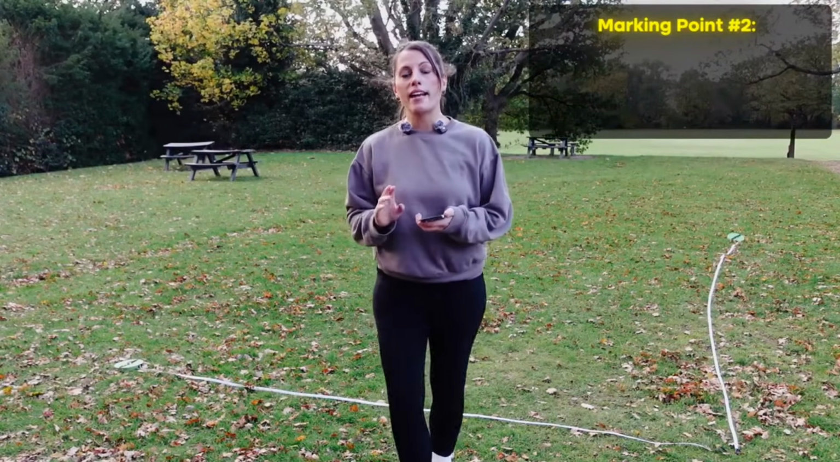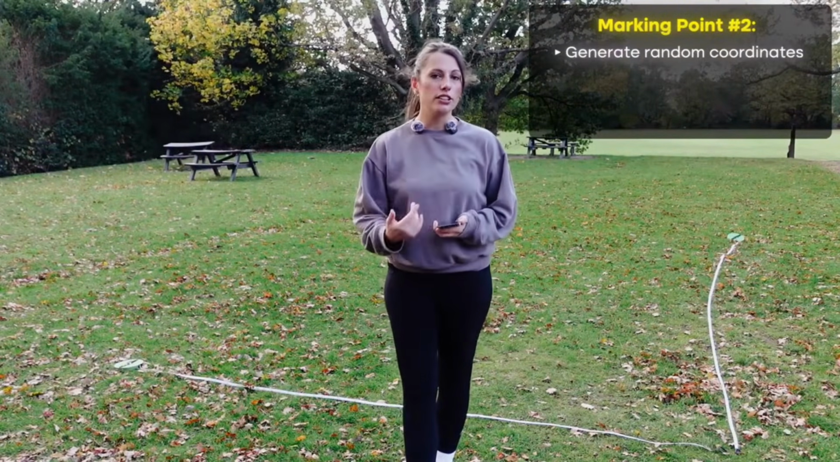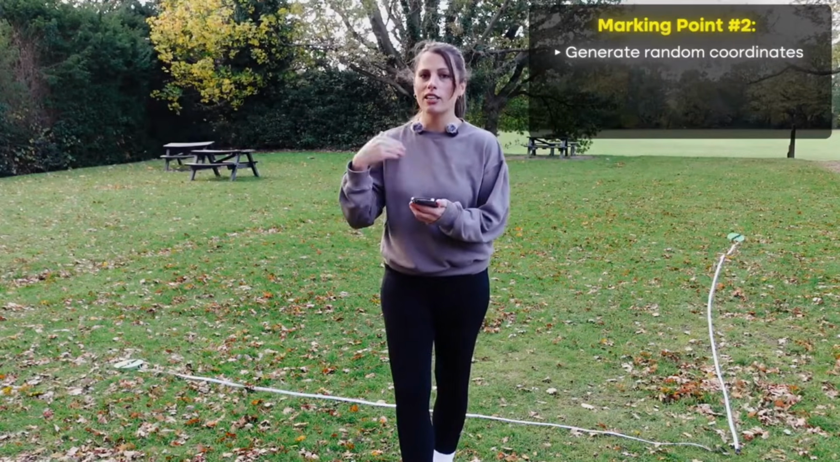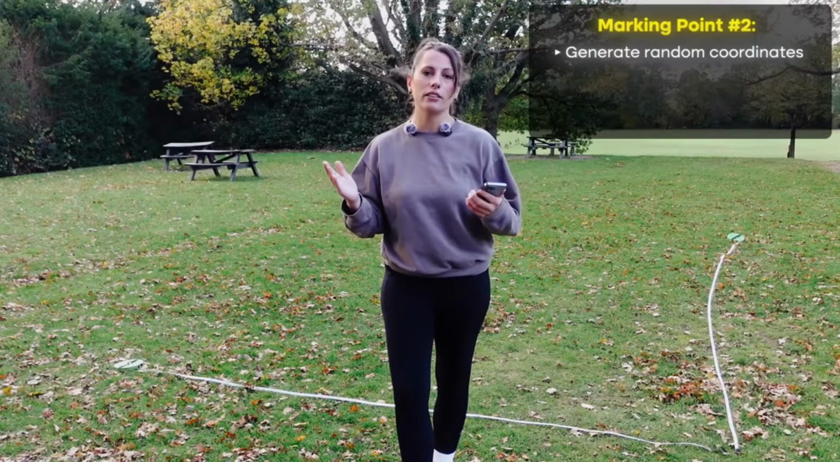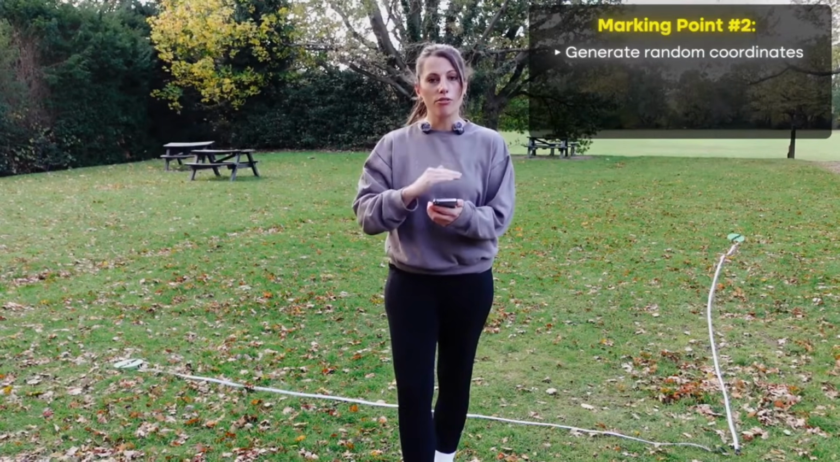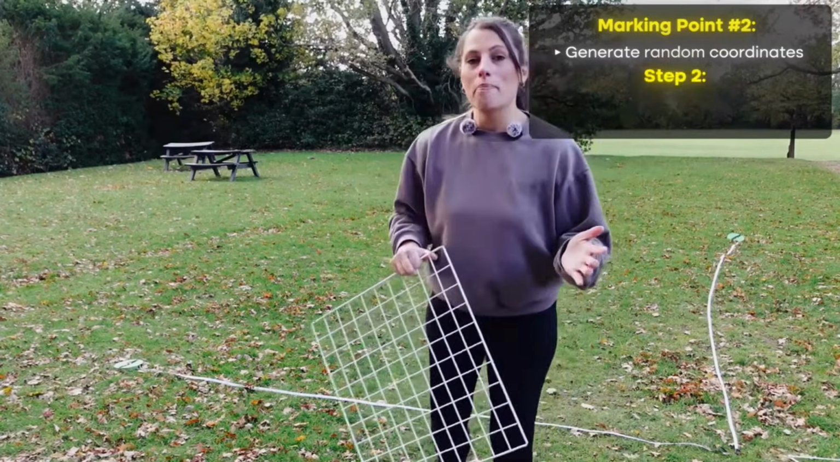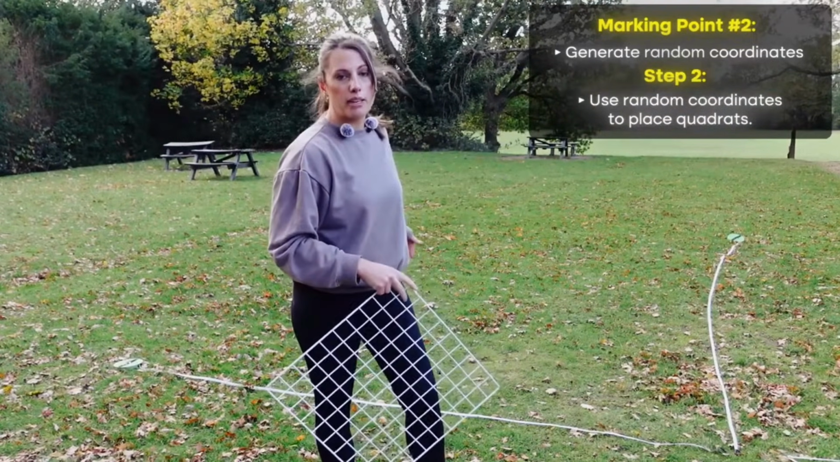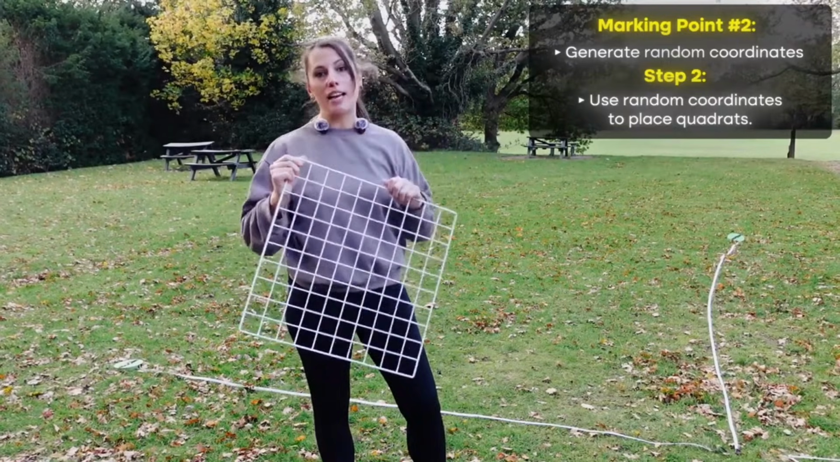Mark number 2 is then how you create your coordinates. And you need to use a random number generator to create your coordinates, which you can just do on a calculator. You could do it on a phone, but the marking point is going to be to create coordinates. Once you've got your coordinates, let's say I've got 3 and 2. Ideally, you would do it in pairs, because then one of you would go 3 meters along and the other would go 2 meters up. And where those coordinates meet, that's where you place your quadrat.